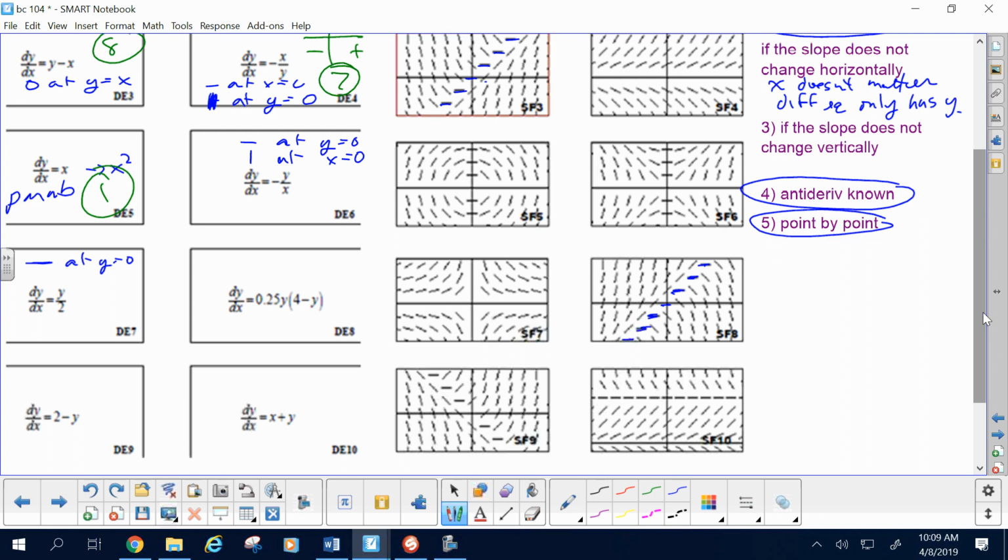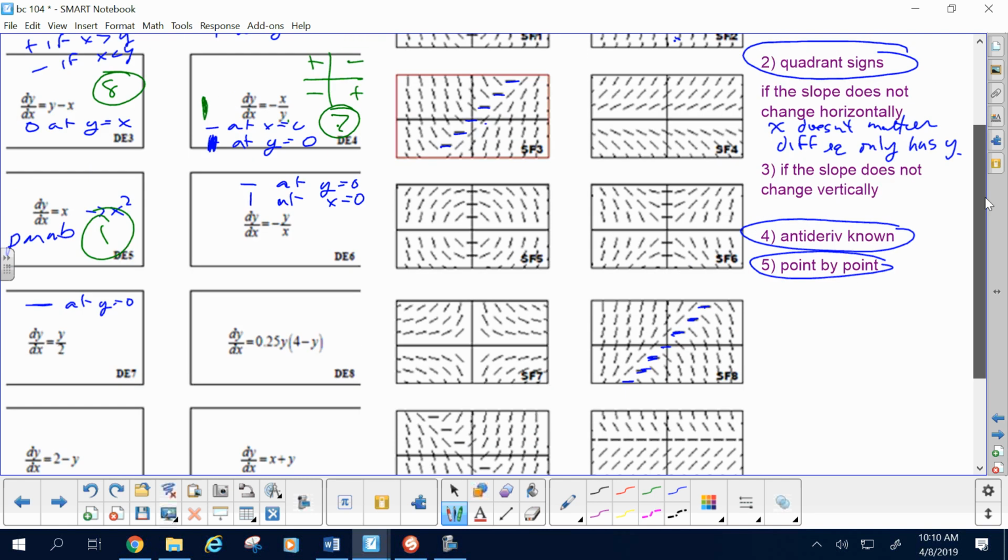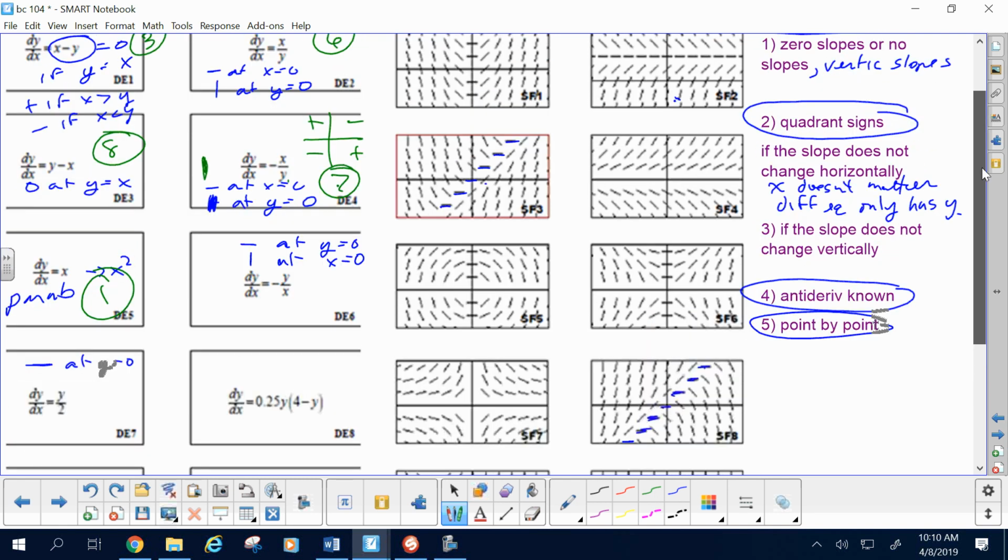Maybe I'm thinking wrongly. That's 7. 7's already used, yeah? This one should be 5. So let's think about that. Wouldn't you agree that as y gets smaller and smaller, the slopes would get steeper and steeper? So it should be steeper this way and flatter this way. So the signs say these should have the same sign pattern.